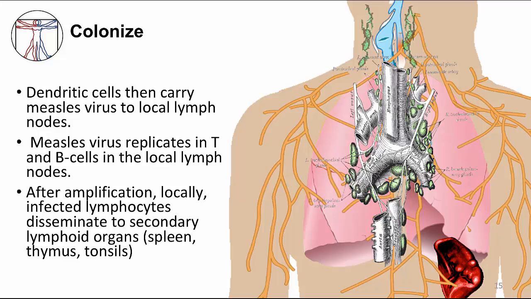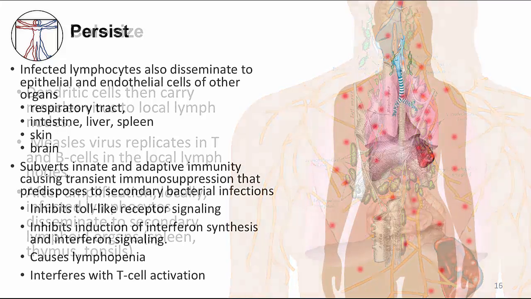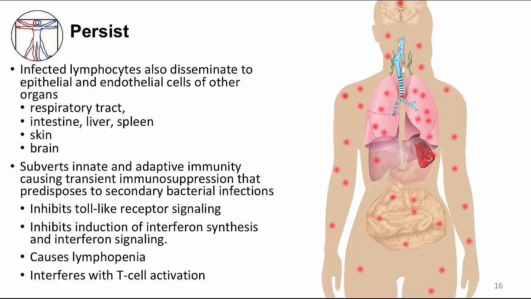Infected lymphocytes don't just disseminate measles virus to lymphoid organs, but also to other organs, including the intestine, skin, and back to the respiratory tract, among many others. Measles virus can infect epithelial and endothelial cells at these organs. Now, as you can see, I've been talking about measles virus infecting and replicating in immune cells rather than being killed by them. What's going on?